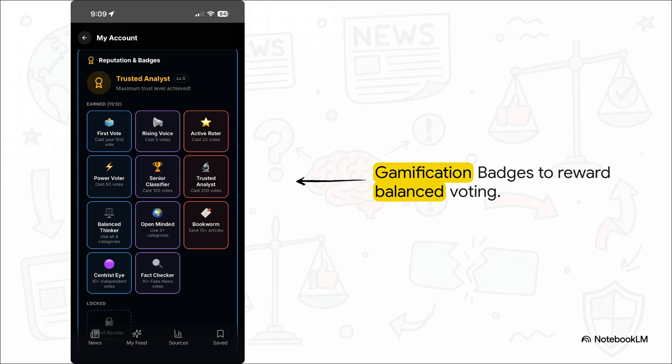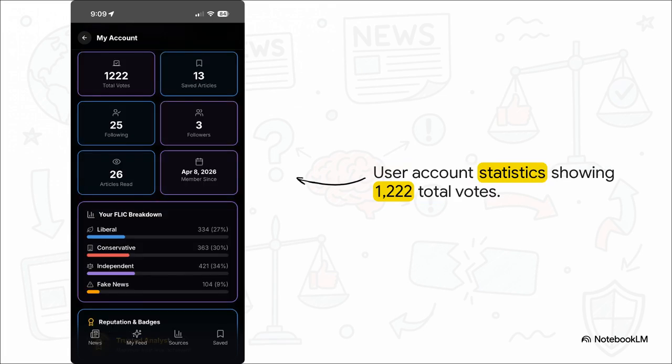FLIC actually rewards balanced, consistent participation through badges. You only become a trusted analyst after casting over 200 thoughtful votes. But even more importantly, to earn the Balanced Thinker badge, a user has to actively use all 4 voting categories over time. So the system mathematically disincentivizes extreme single-issue voting and actively rewards users who demonstrate they are evaluating a really wide spectrum of media fairly. Let's look at a real user profile to see this in action.